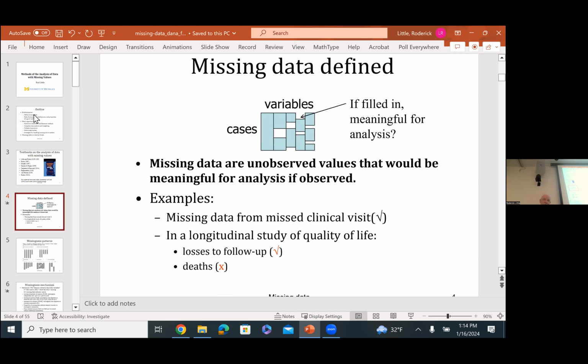On the other hand, if they didn't show up for the clinical trial because they died, then is it meaningful to talk about blood pressure for people after they've died? I think the answer is probably no. So that would be an example that's not missing data as far as I'm concerned. It's worth looking at the specifics of any particular missing data problem to see whether you think that really is missing data.